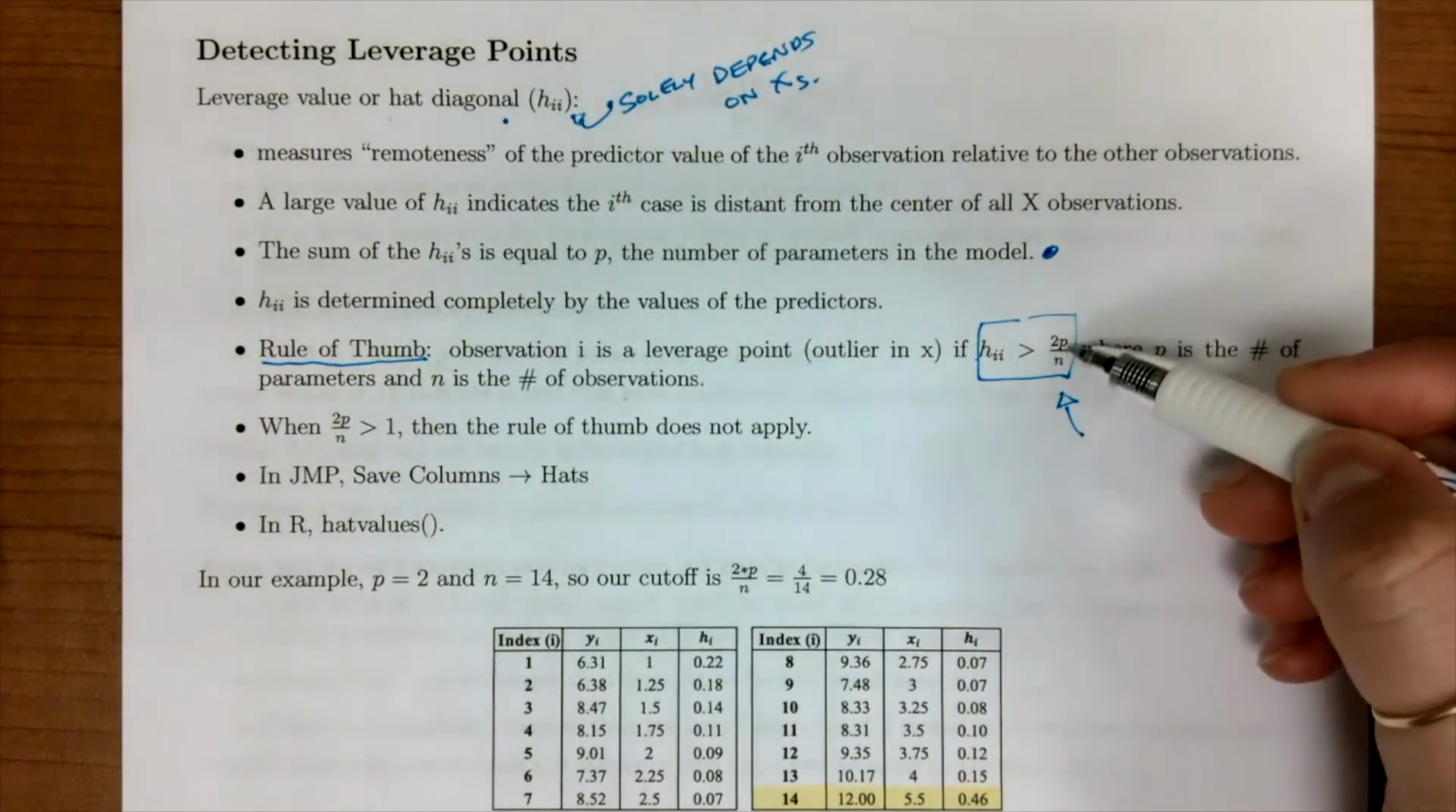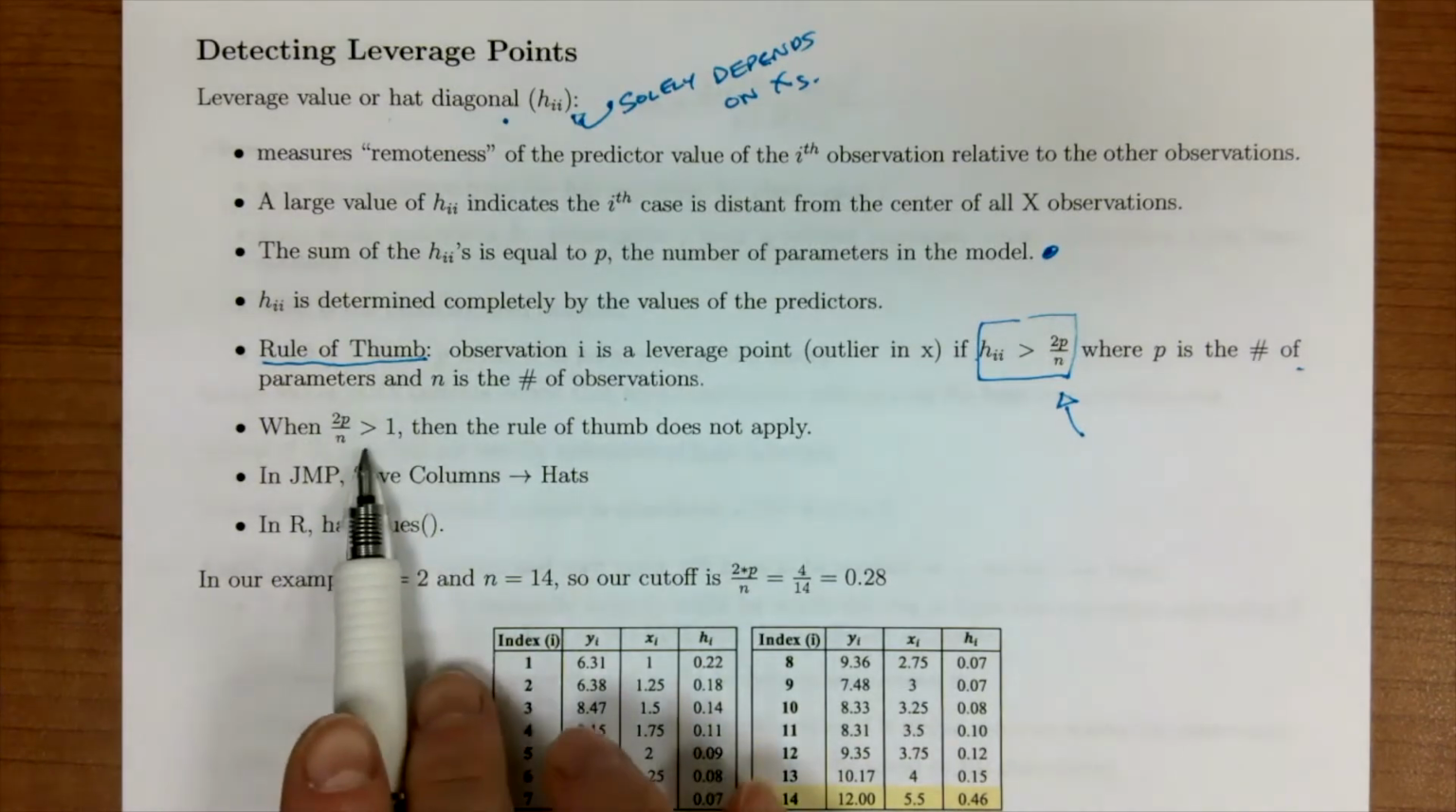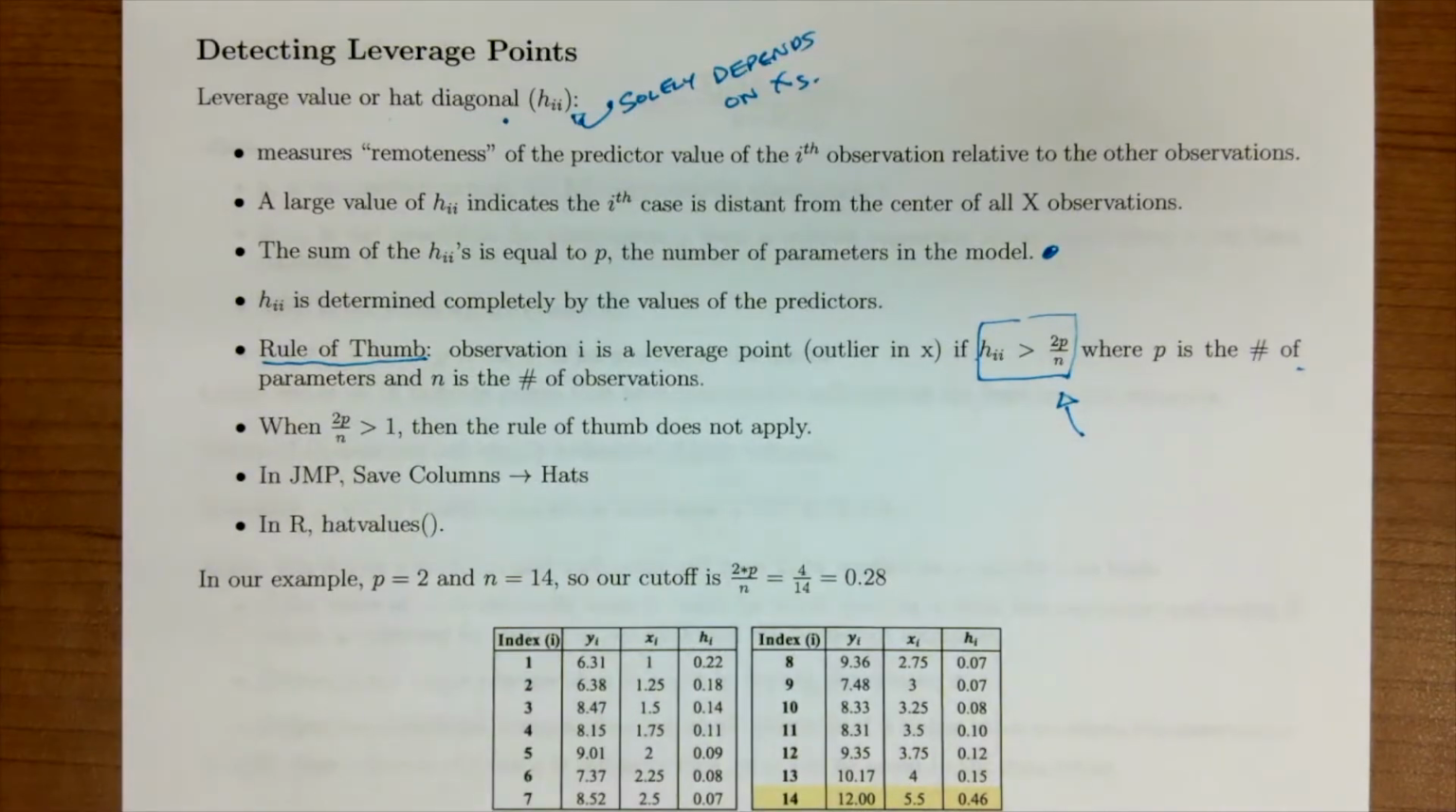So p divided by n is the average value we would expect for the hat value, assuming there aren't any outliers or anything. We would expect it to lie around that number. So what the rule of thumb is saying is that if we have a hat value that is more than 2 times what we'd expect to see, we would probably flag it as a leverage point. There is a time when the rule of thumb doesn't apply, so be aware of that.